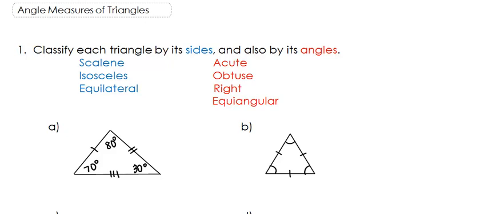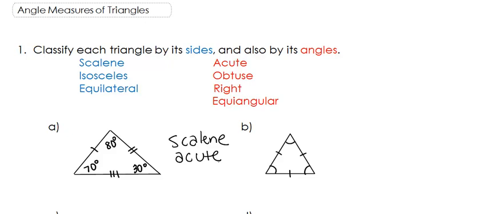If you look at the first example, based on the sides, there's three different marks. That means that the sides are three different lengths. The kind of triangle that has three different length sides is a scalene triangle. If you look at the angles, the three angles are all different. Notice they're all less than 90 degrees. That makes it acute.